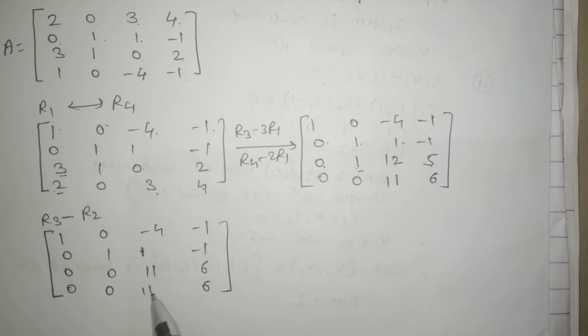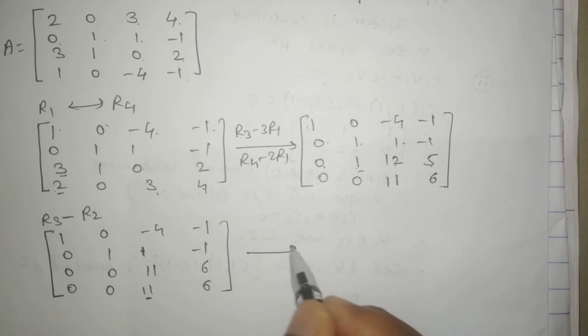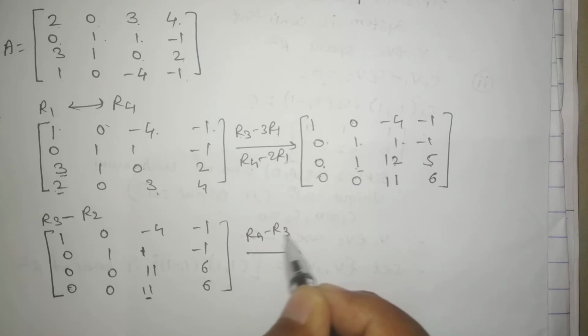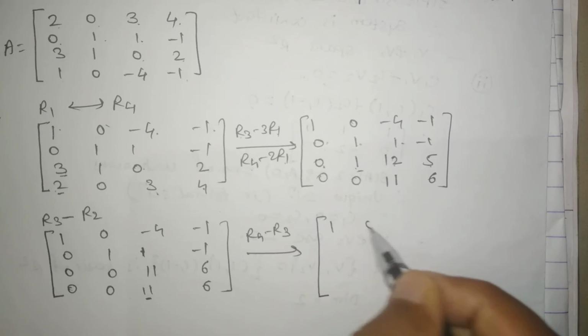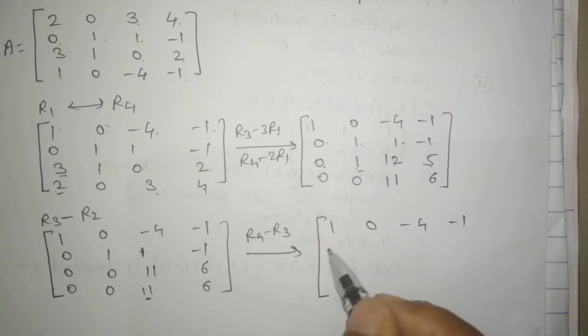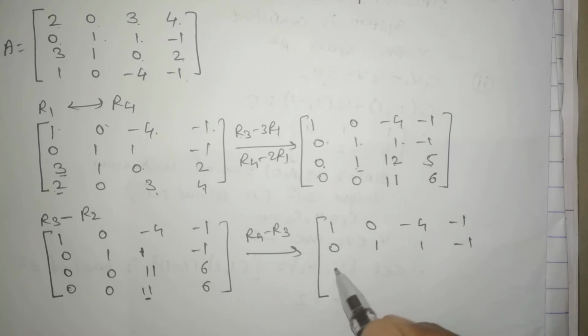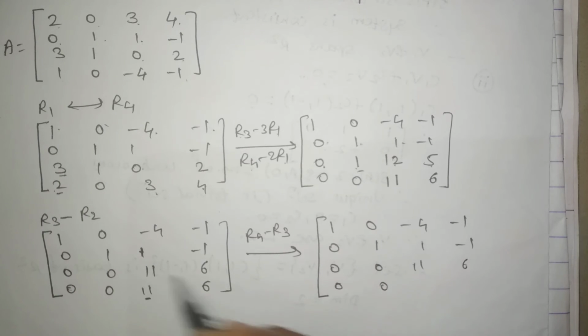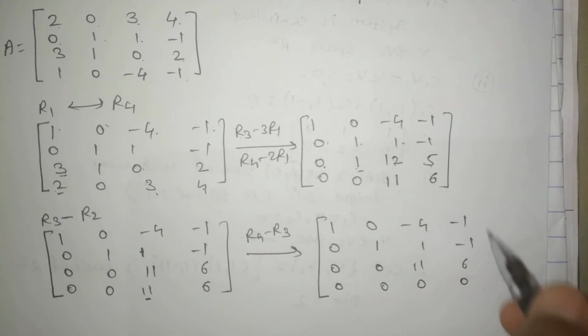Next operation, you have to make here 0. So R4 minus R3. 1 0 minus 4 minus 1. 0 1 1 minus 1. 0 0 11 6. 0 0, 11 minus 11 is 0, 6 minus 6 is 0.